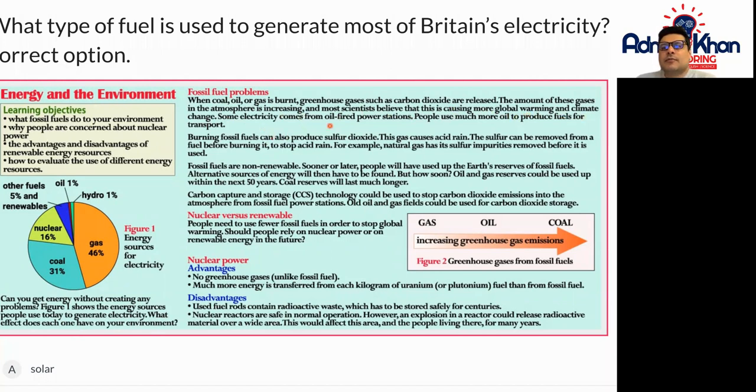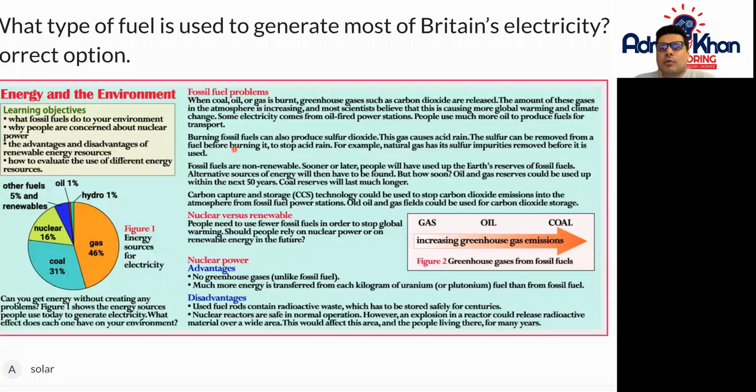Some electricity comes from oil-fired power stations. People use much more oil to produce fuels for transportation, such as cars, buses, motorcycles, and so on. Burning fossil fuels, and planes as well, can also produce sulfur dioxide. This gas causes acid rain. The sulfur can be removed from a fuel after burning it to stop acid rain. For example, natural gas has its sulfur impurities removed before it is used.